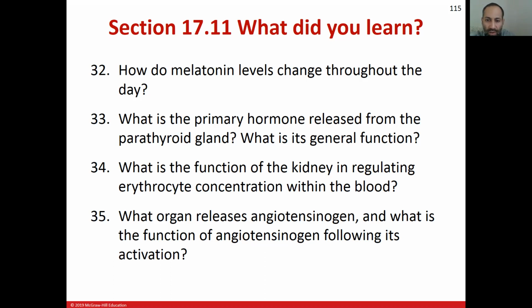And what is the function of angiotensinogen following its activation? Angiotensinogen gets converted into angiotensin 1, and angiotensin 1 gets converted into angiotensin 2, which increases your blood pressure. So angiotensin 2 is a potent blood pressure maintainer, okay?